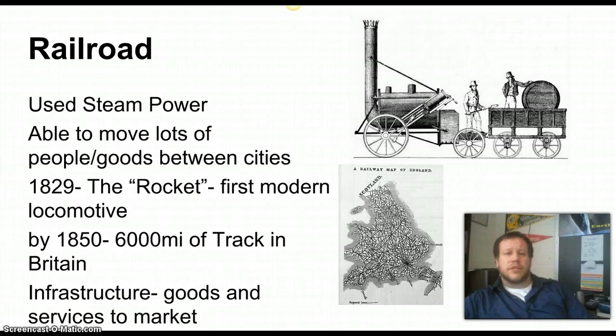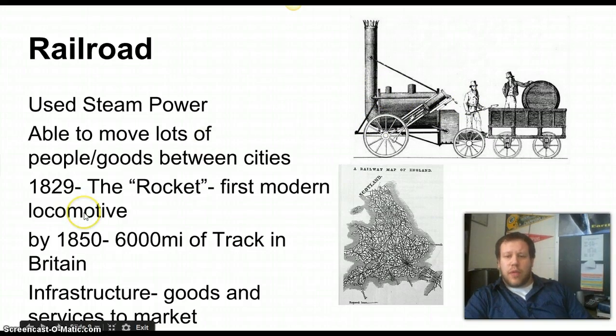The railroad played a big difference, too. It was actually the first locomotive up here, called the Rocket, in 1829, the first modern locomotive. But basically, by using steam power and running a vehicle on rails, you move a lot of goods and stuff between cities very, very easily. A locomotive like this could move a 50-ton train at about 10 miles an hour pretty easily. That's a lot different than using a wagon and those kinds of things.